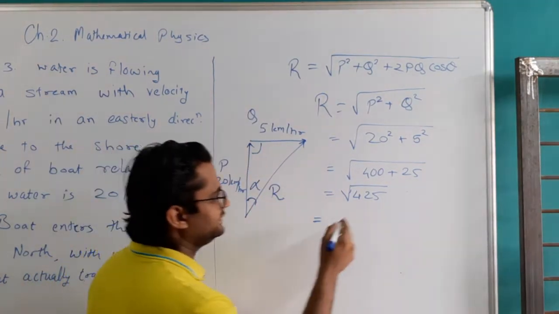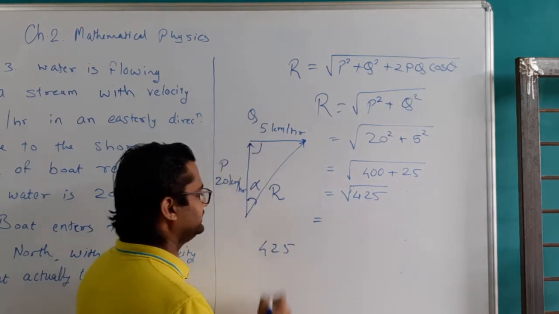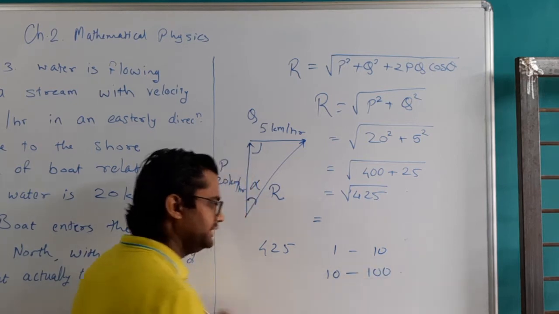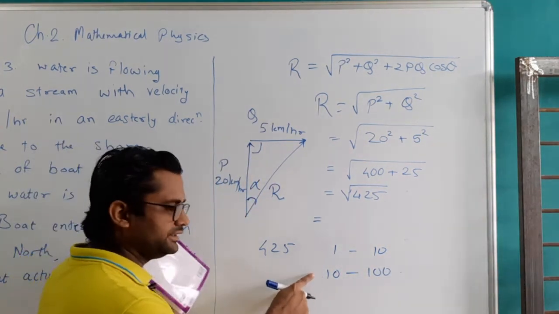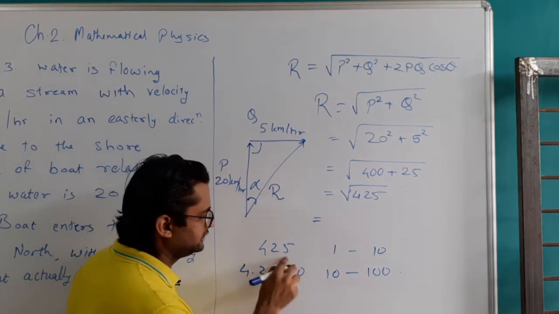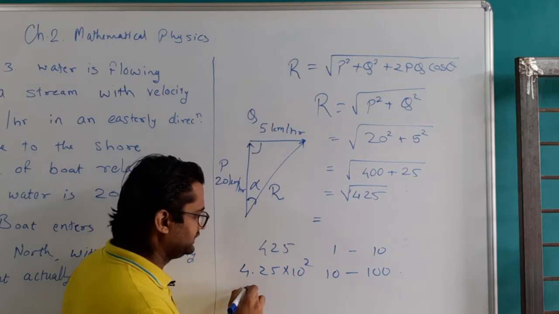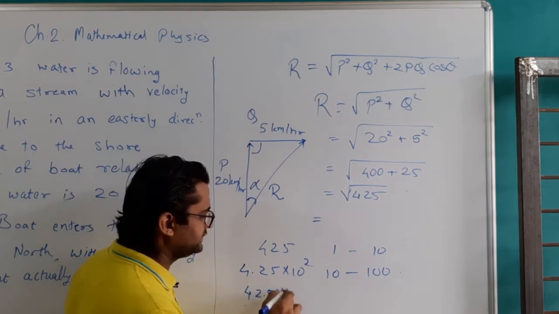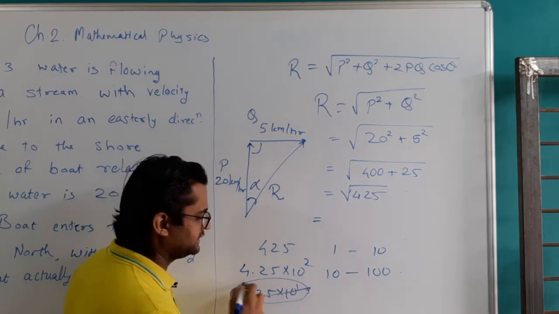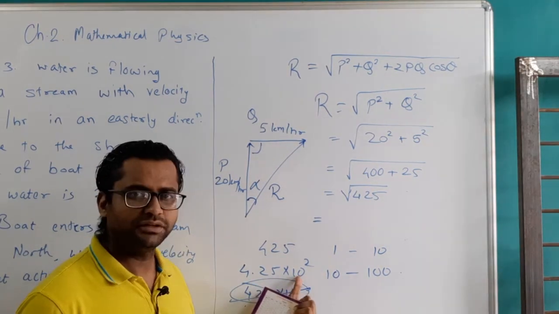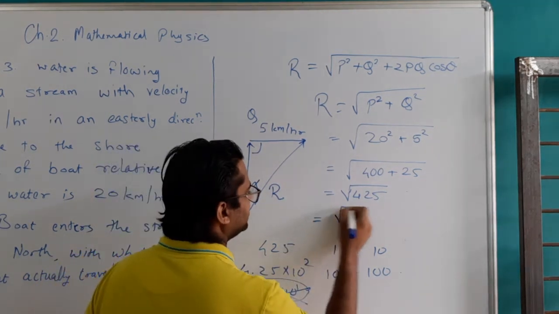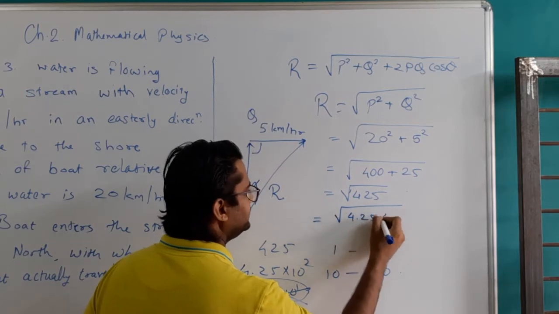First of all, we have to convert this 425, which is neither in the 1 to 10 range nor in the 10 to 100 range. So we want the number in one of those ranges. We can convert this as 4.25 into 10 raised to 2, or we can write it as 42.5 into 10 raised to 1. Anyways, this 10 raised to 1 is an odd power, so this conversion is not useful. This is an even power, so we will use the even power conversion. We will write this number as 4.25 into 10 raised to 2.